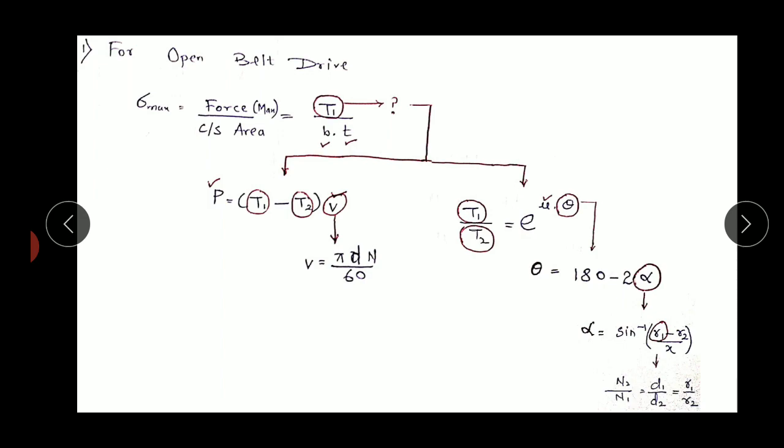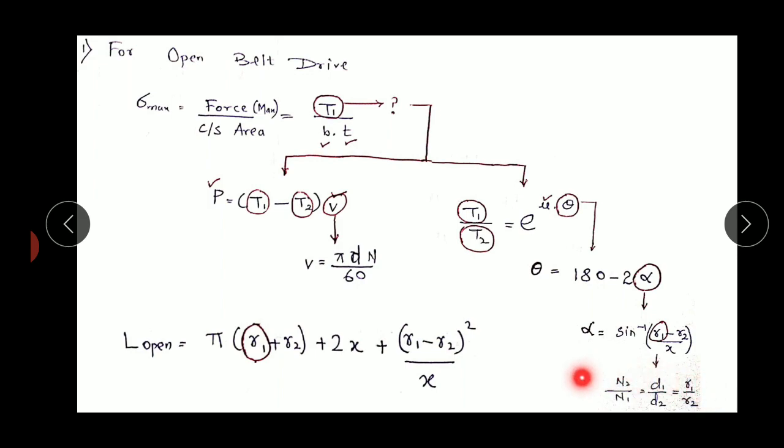So in this way we are going to find T1, and simultaneously we are going to find the maximum stress in the belt. One more thing has been asked in the question, that is the length of the open belt. So pi times r1 plus r2 plus 2x plus r1 minus r2 whole square divided by x. Again here r1 is unknown, r2 is given. So r1 we can find, we had already found from here, that is n2 upon n1 is equal to r1 upon r2. The same value of r1 we are going to put over here, and by using this single equation, you can easily find the length of the belt.